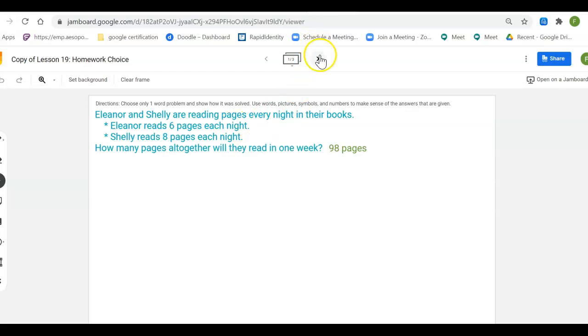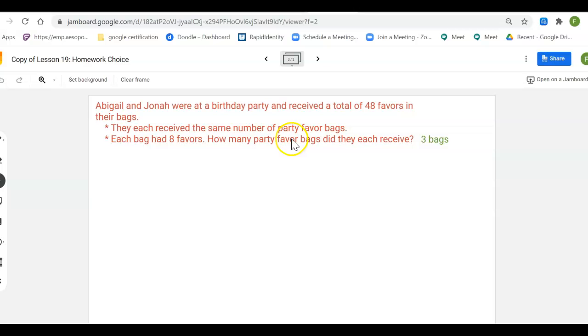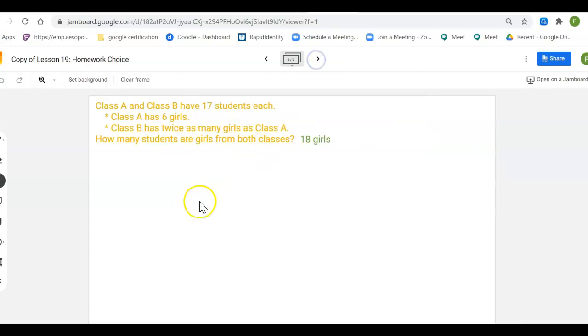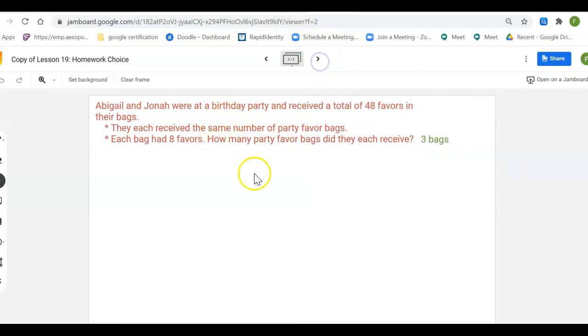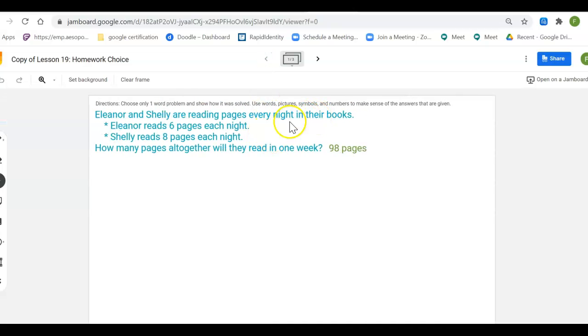So this is the first one. This is the second one. This one is the third one. And keep in mind that the answer has already been given to you. And the only thing that you need to do is pick one of these. You pick either number 1, number 2, or number 3. And you show how it was solved. So they've given you the answer, but I want you to show how it was solved.